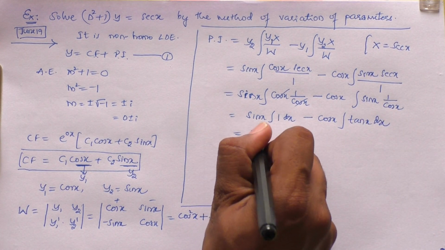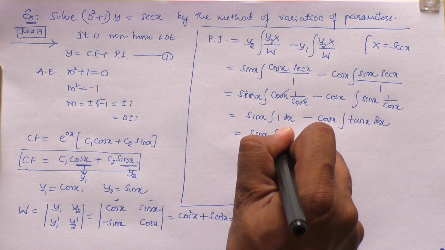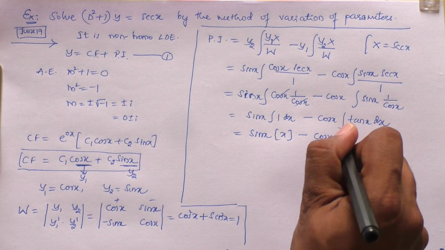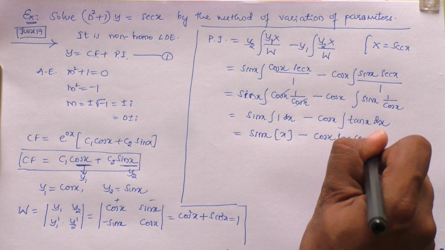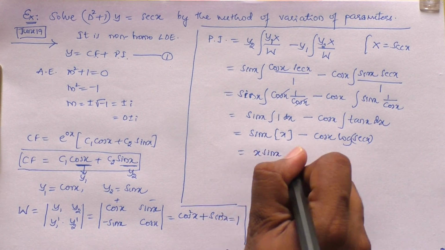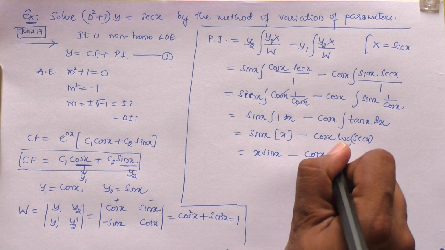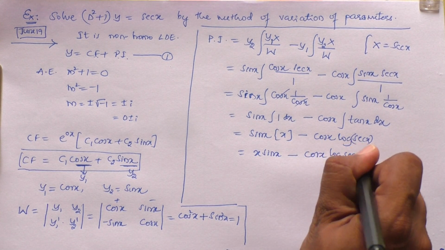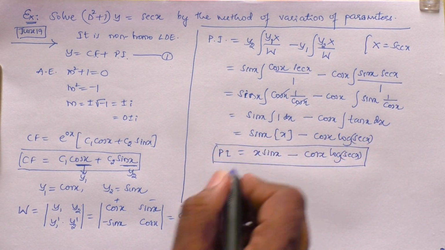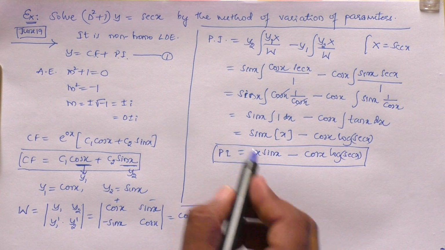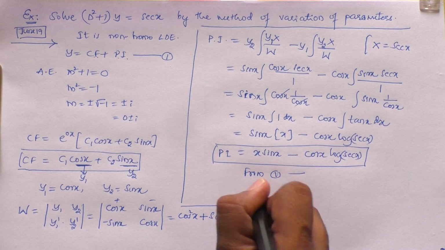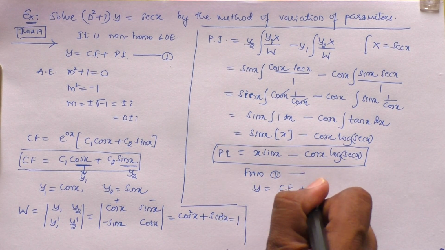So now, sin x integration of 1 is x, minus cos x integration of tan x is log of sec x. So now it can be rewritten as x sin x minus cos x into log of sec x. So this is the PI of the given problem. So now we got both CF as well as PI. Substitute in 1. So from 1, y equal to CF plus PI.